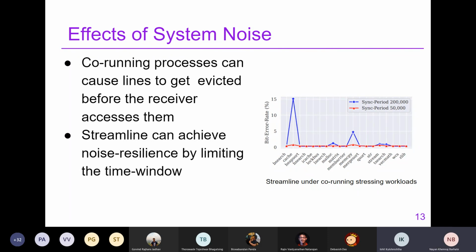In order to work around this, we could reduce the synchronization period. That's the gap between the sender and receiver. So if a sender and receiver are close by, it's less likely that the blocks will be evicted. But that also means that we are losing the asynchronous nature of our attack. We are moving closer and closer to a synchronous attack as we reduce the sync period. There will be more and more communication on the low bandwidth covert channel that we are using for synchronization. So Streamline achieves noise resilience by limiting the time window.